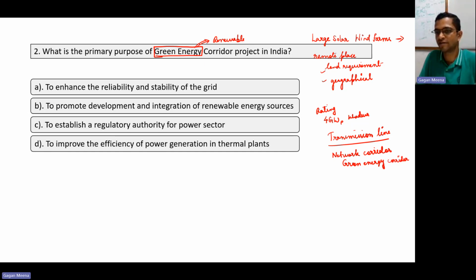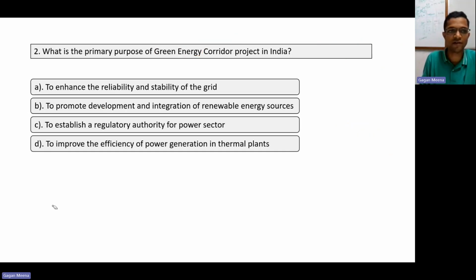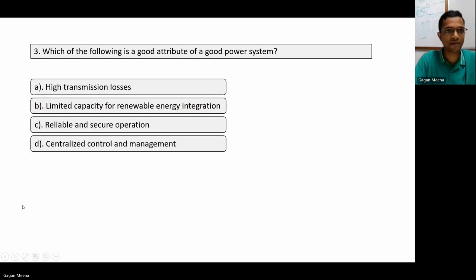So for integration and evacuation of this renewable energy generation, this dedicated corridor is being created wherever the potential areas are there. So specifically for evacuating this renewable power, this project was launched. So what would be the answer? The answer would be to promote development and integration of renewable energy resources, right? So this is dedicated only for renewable energy resources.